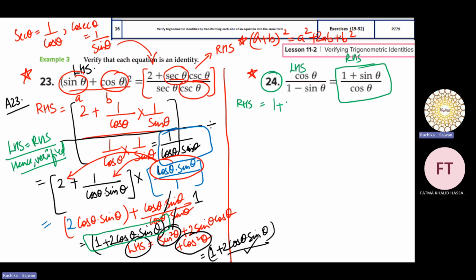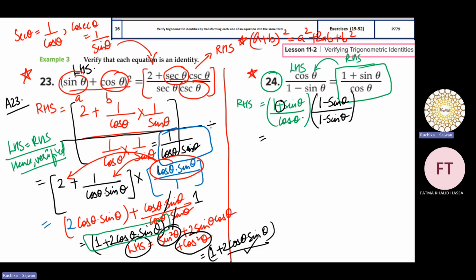Let's see what happens. So 1 plus sine theta over cos theta, this is what you have. Now I want to convert this to something similar to the left side. So I will rationalize with the same term, different sign. Here the sign is positive, so what will be the rationalizing term? Same term with negative sign. So for 1 plus sine theta, we will multiply up and down both sides with 1 minus sine theta. Just change the sign. The reason we are rationalizing is because we want something similar to the left hand side.